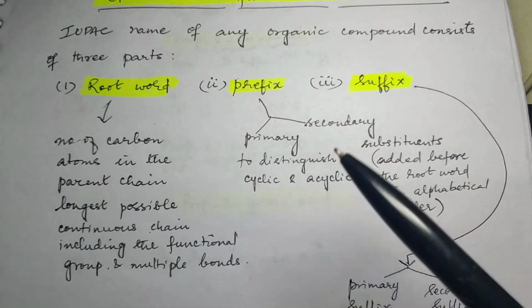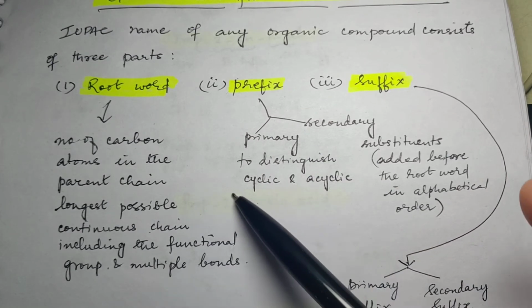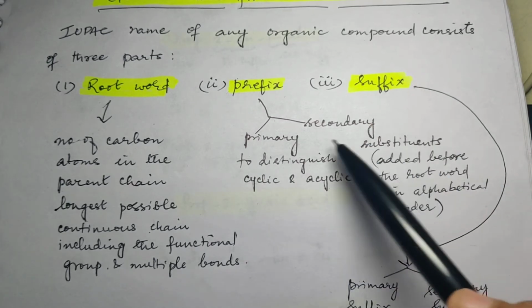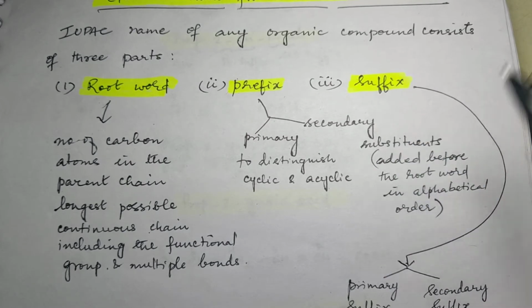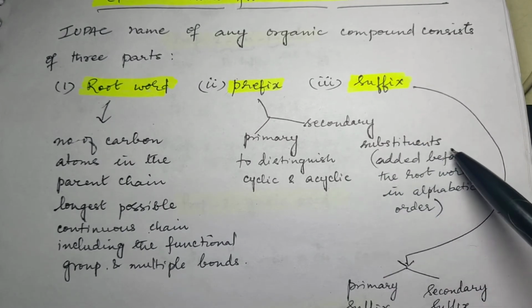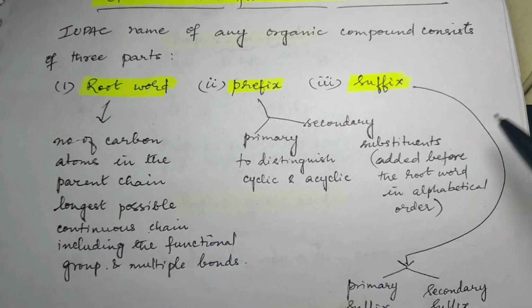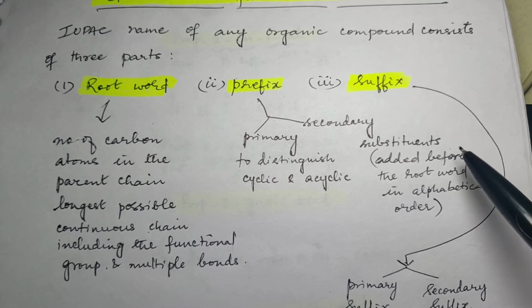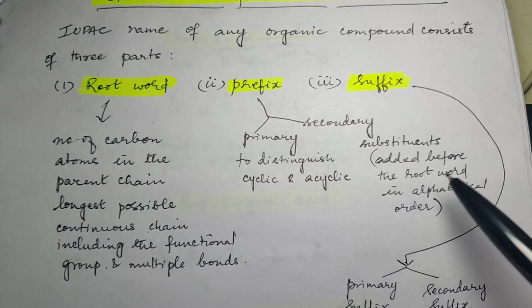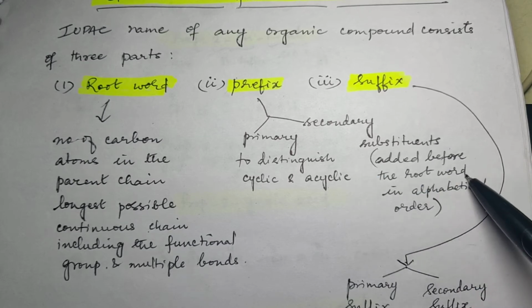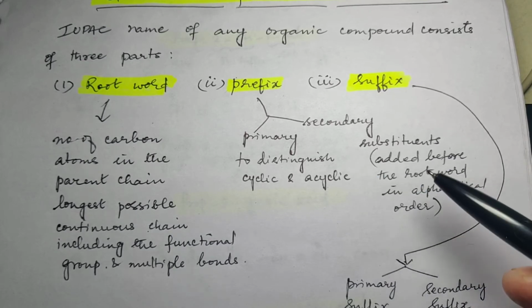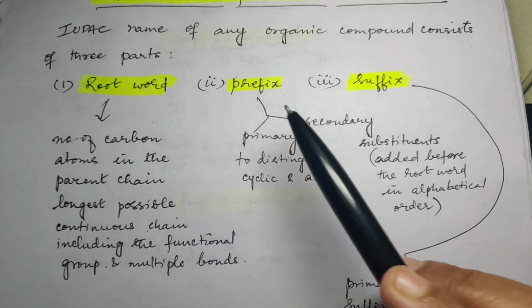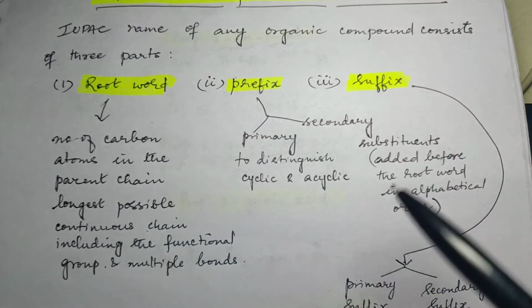Primary prefix tells you to distinguish between cyclic and acyclic chain. Secondary prefix, this includes all the substituents in the main chain. So you have to identify which are the substituents which are attached to the main chain, and that has to be added before the root word in alphabetical order if more than one substituent is present. We will see one by one with example, you will understand. Is that clear? So prefix is what is written before the root word.